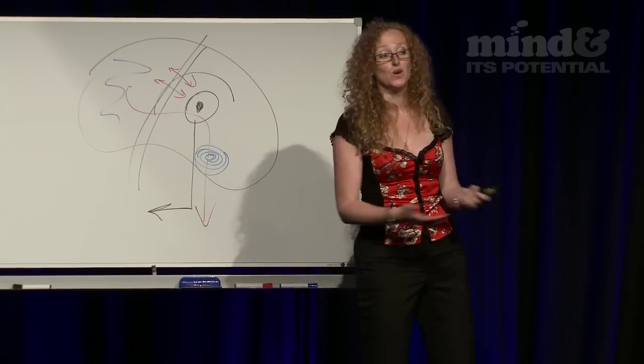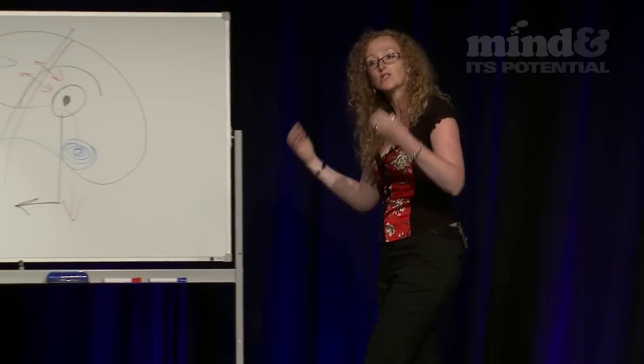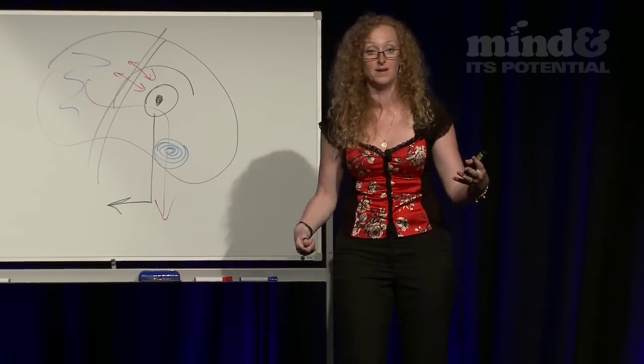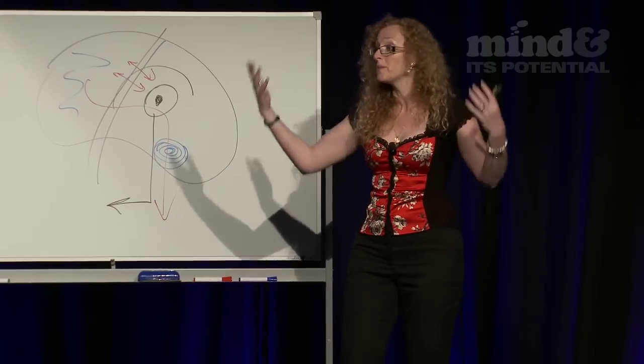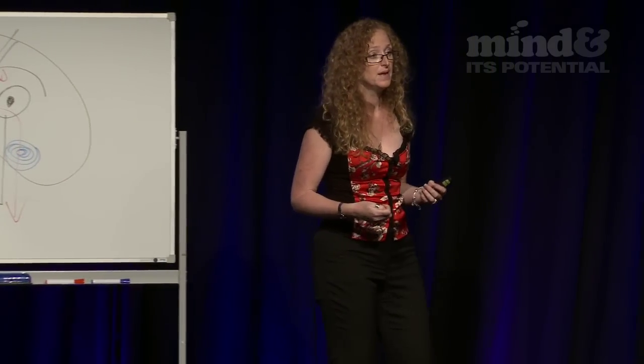Adrenaline. What's adrenaline for? Fight or flight. Wonderful. Adrenaline goes to my heart, my lungs, my big muscles to prepare me to run or punch someone. Yeah, it's not fuel for my brain. It's fuel for my body to keep me alive.